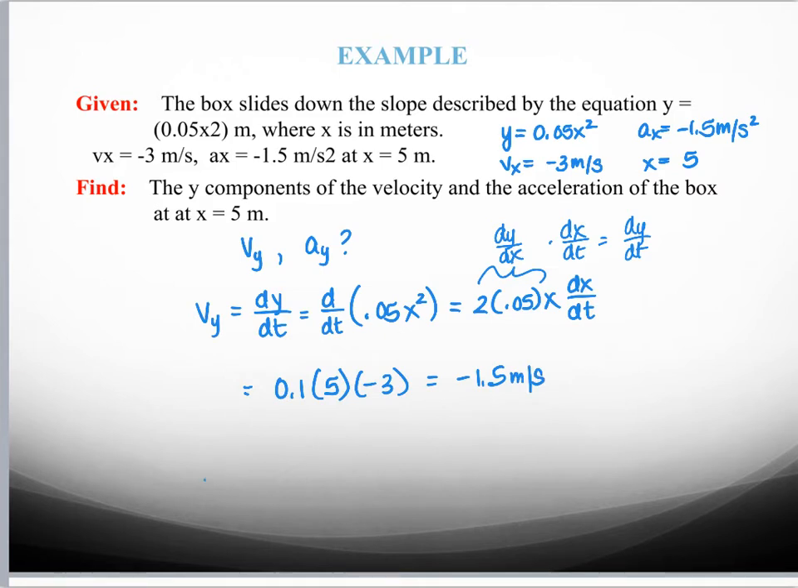So the next thing is to find the acceleration in the y direction, which is equal to the derivative of Vy with respect to time. Now you have an expression for Vy, it's right here. So you're not only going to have to use the chain rule, but you're also going to have to use the product rule. I want you to try that, and then that's something that we can look at as a group when we come together.